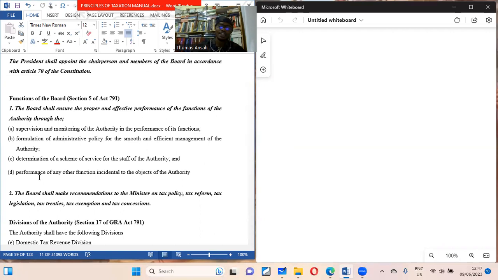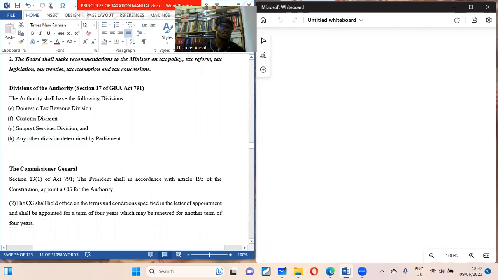Of course, the board makes recommendations to the finance minister in terms of anything concerning the tax policies, all right? Now, the division, as you see, has it like this. We have the Domestic Tax Revenue Department, which you call the DTRD. We have the customs division, we have the support services, all right? So these people deal with the import and customs and excise stuff, all right? Then we look at DTRD, income tax and VAT. So that is how it is now.